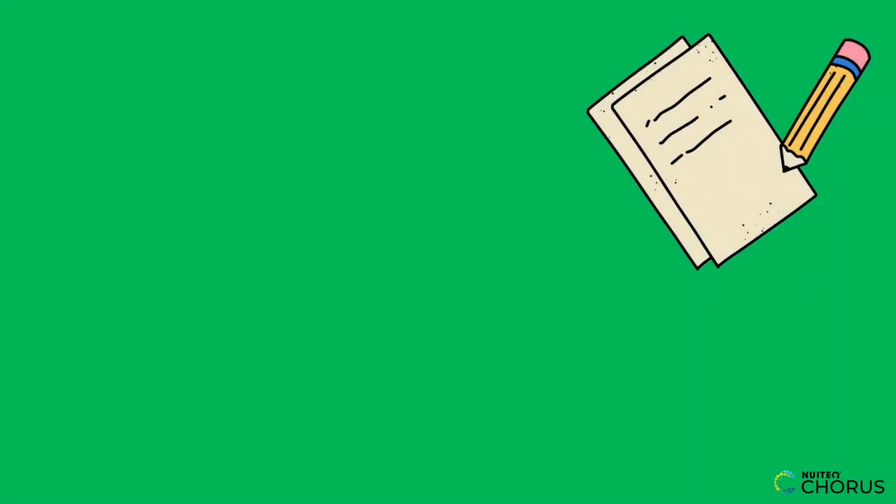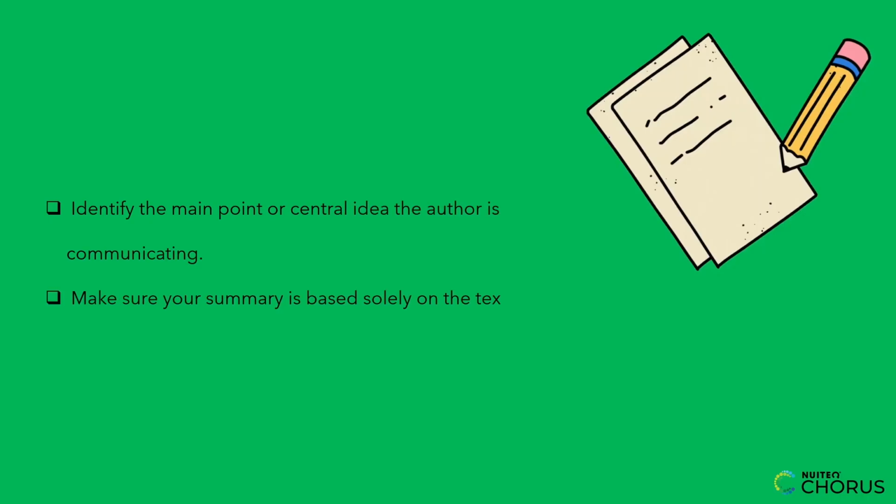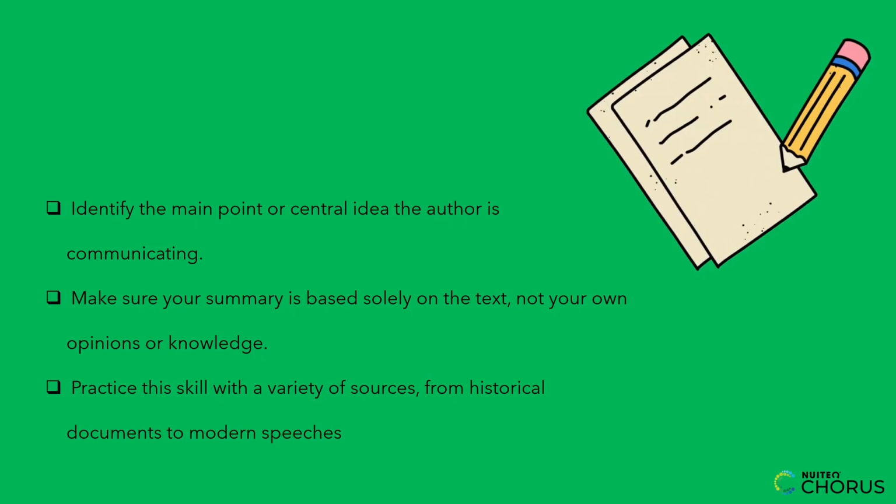Great work! Today, you've learned how to identify the central ideas in primary and secondary sources, and how to summarize them without inserting your own opinions. Here's a quick recap. Identify the main point or central idea the author is communicating. Make sure your summary is based solely on the text, not your own opinions or knowledge. Practice this skill with a variety of sources, from historical documents to modern speeches.